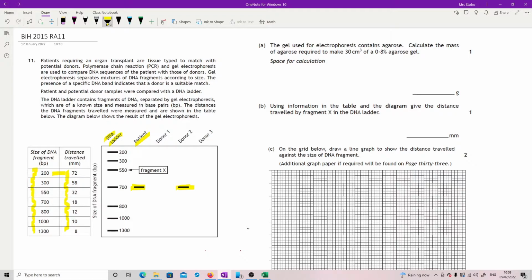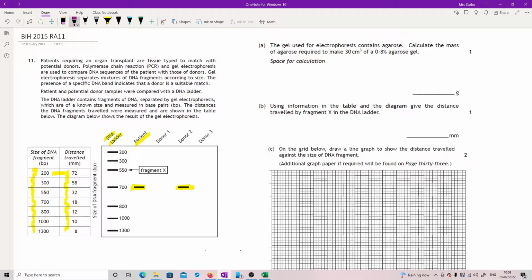Okay, so the gel used for gel electrophoresis contains agarose. Just telling you that. Calculate the mass of agarose required to make 30 centimetres cubed of a 0.8% agarose gel. I think this is a very odd question actually, but okay.